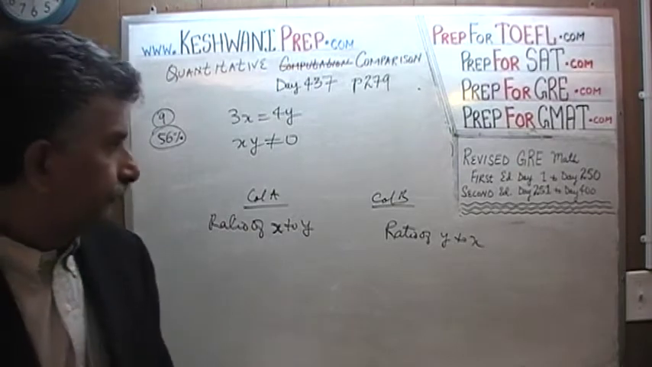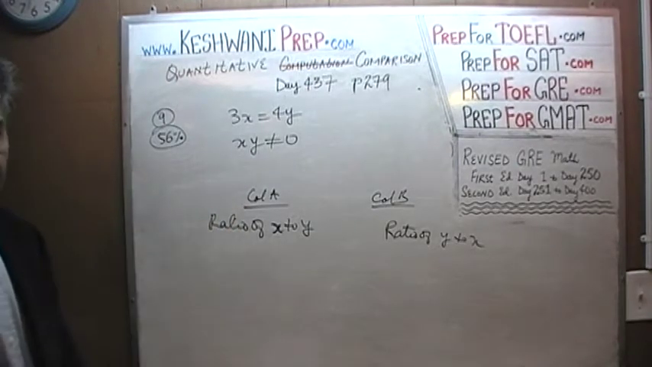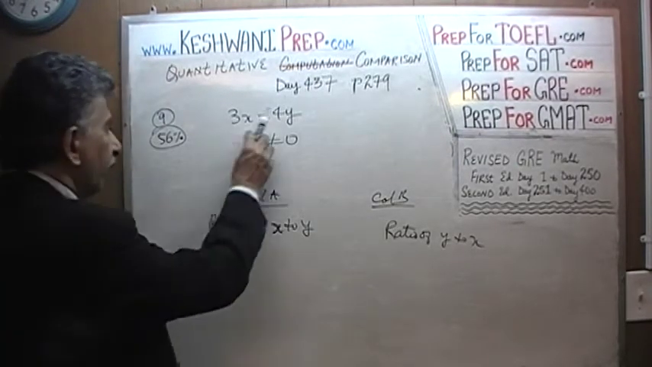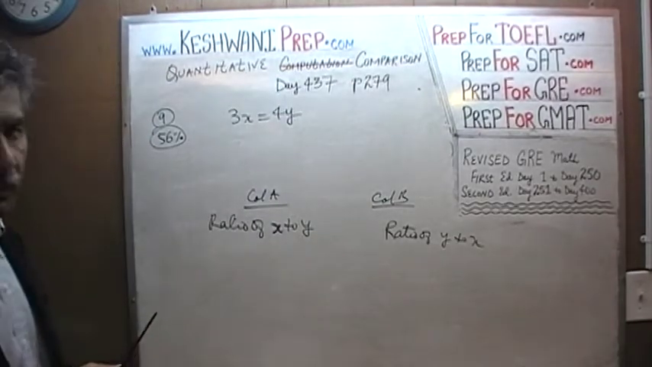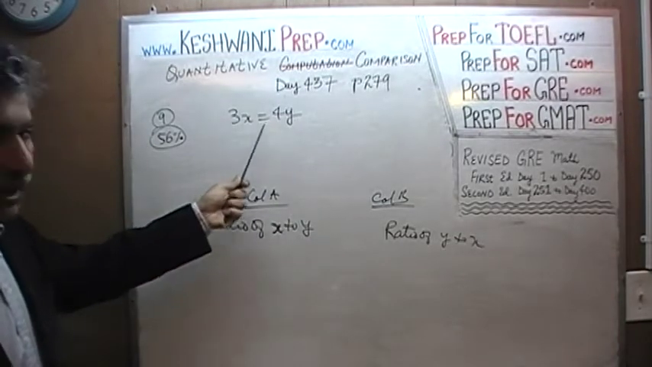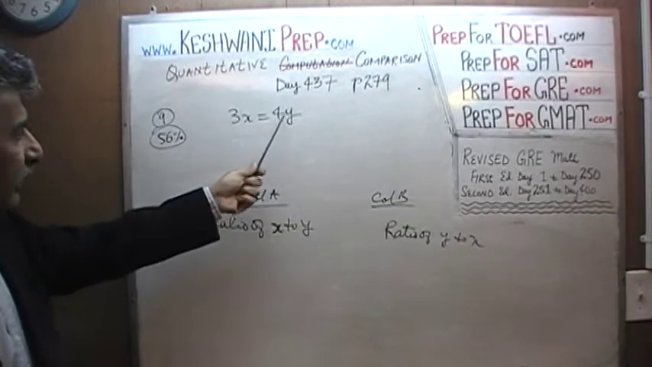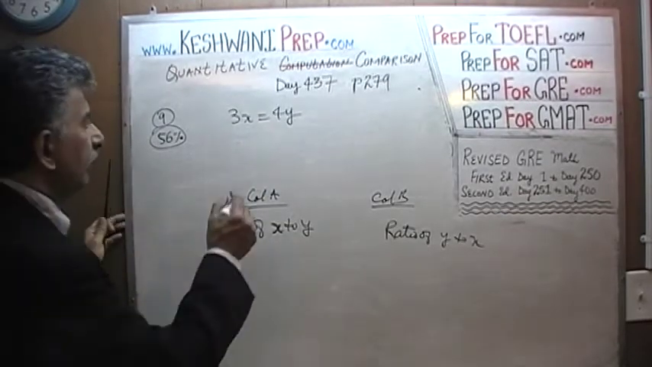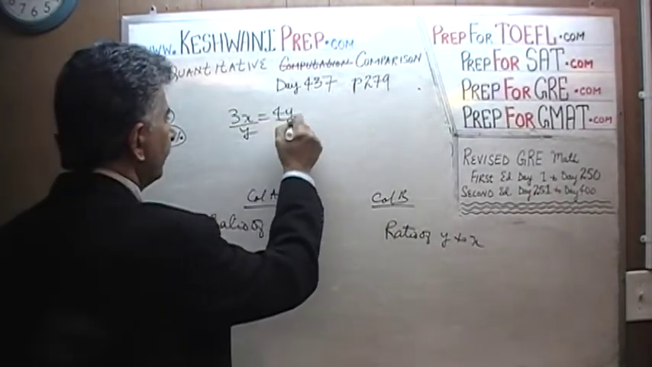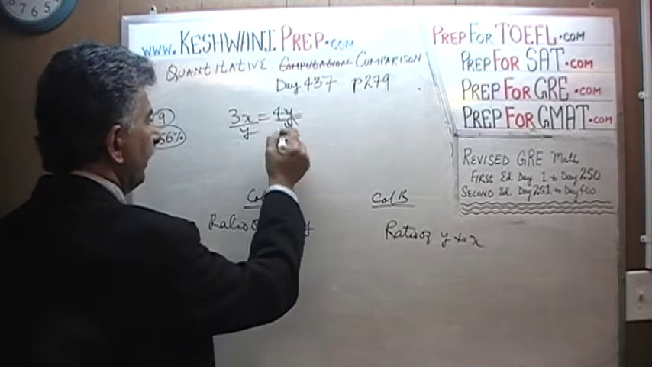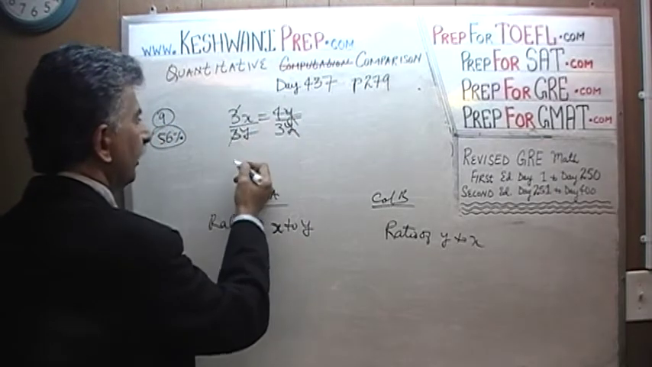Let's see what we can do. They tell us that the product of x times y is not equal to 0. That's good to know. What can we do here? The answer is staring right in our face. Let's bring the y down here and bring the 3 over there. We divide both sides by y, so the y drops out, and then divide both sides by 3, so the 3 drops out.